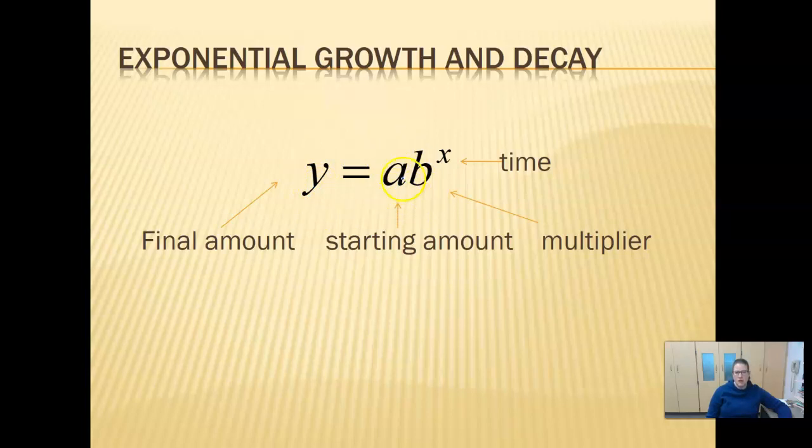A is going to be the starting amount. So if I have a population that starts with 50 million, then A would be 50 million. The multiplier is this b, the base that's on our exponent. If it said it doubles every so often, or triples, or it's a half-life, that b is going to be that multiplier. And then x is the time that goes by. Actually, x has two parts. It's the time that passes divided by the time it takes to grow or decay.